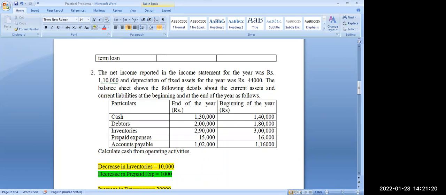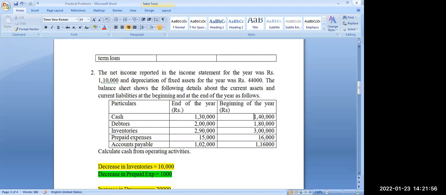Recall the cash flow statement format I showed in the PPT just now. What is the first item in the cash flow statement? The starting point is operating activities. But before that, cash available in the beginning. So we have to start with 1,40,000 if we are going to prepare the cash flow statement. And the end of the statement should have the cash available at the end of the period, that is 1,30,000. How 1,40,000 has become 1,30,000, that is what the cash flow statement is going to explain to us.